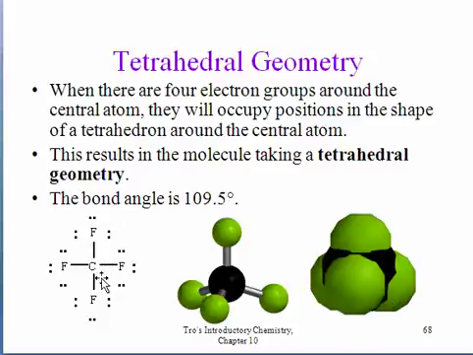When there are 4 electron groups around the central atom, they want to be as far apart as possible, and that angle is 109.5 degrees. No matter what 2 angles we look at, they're going to be 109.5 degrees apart from one another. And here we have a simple example, carbon tetrafluoride. Here's our central atom. It's bonded to 4 identical atoms of fluorine, and each bond angle is 109.5 degrees apart from one another. And this shape is known as a tetrahedral shape.